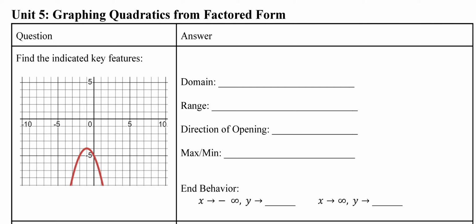This question asks us to find the indicated key features of a specific graph, and the first thing that it asks about is the domain. The important thing to keep in mind about the domain is that it's all of the x values in this graph. And we're going to use interval notation to show what the x values are here.